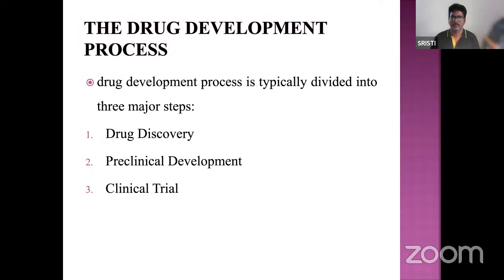So starting with the drug development process, the process is majorly divided into 3 steps. Initially, the drug discovery, that is the lead identification and lead optimization. Then the preclinical development, in which we perform the safety testing in animal subjects. The word preclinical signifies animal studies. And then the final and determining clinical trials. These 3 are the major steps whenever we are developing a new drug. Next.